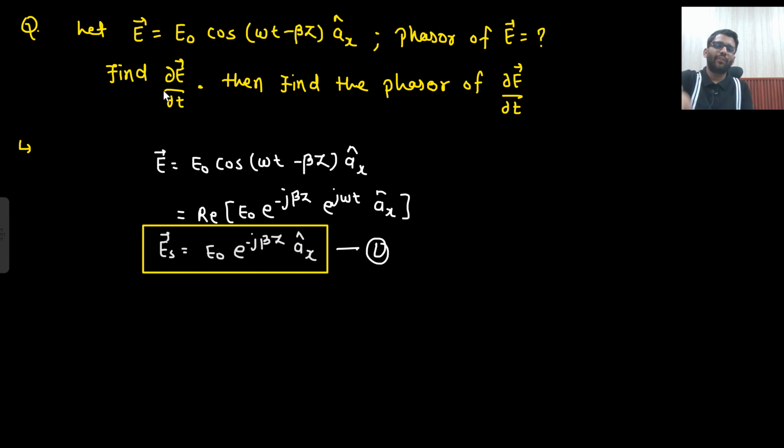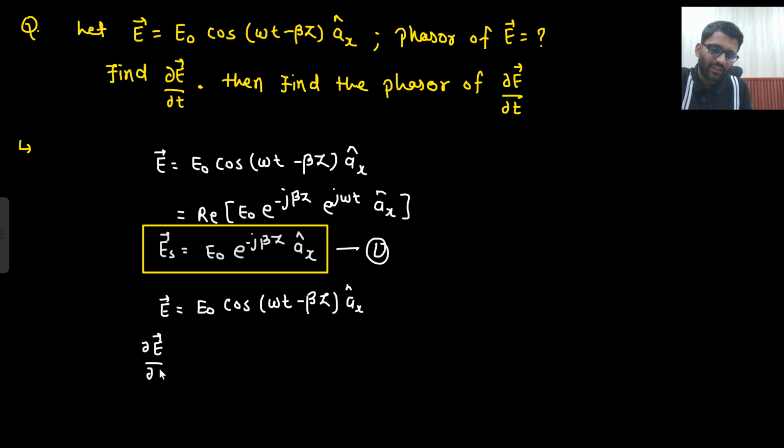Now what you need to do, you need to differentiate with respect to time. You need to differentiate this function, which is E naught cos omega t minus beta z, with respect to time. Simple differentiation. Partial differentiation we are doing. That means z will be my constant and I will be differentiating with respect to time t. So omega will come here. Omega E naught. What is the differentiation of cos? Minus sine. Minus omega E naught sine omega t minus beta z ax cap.